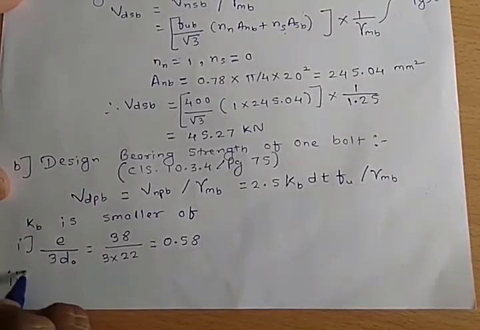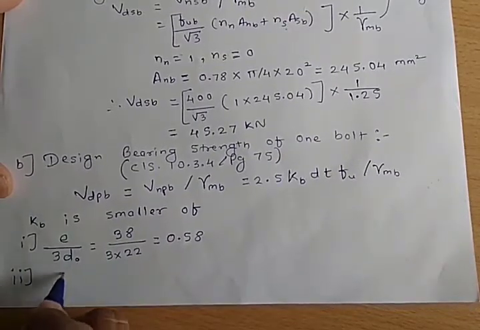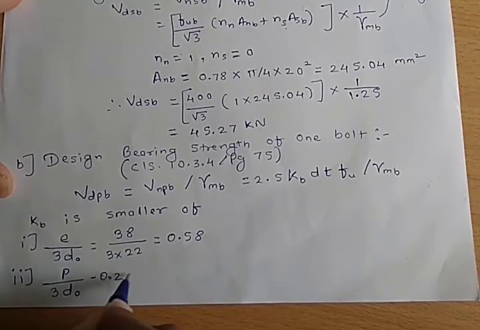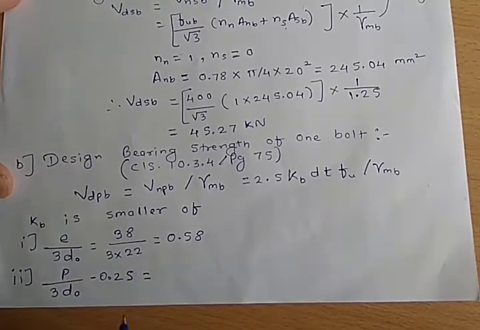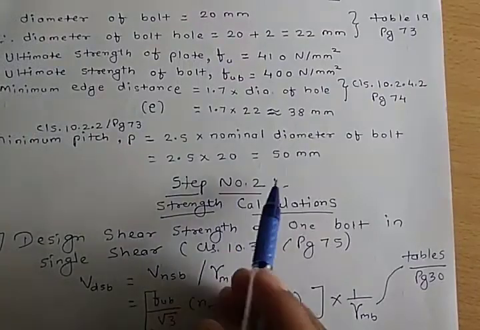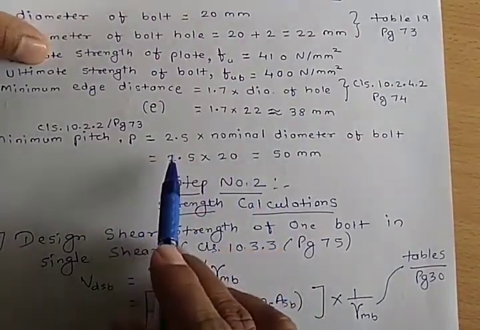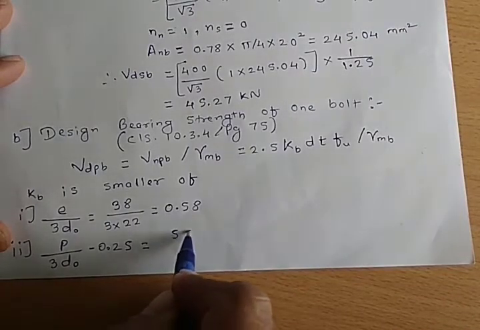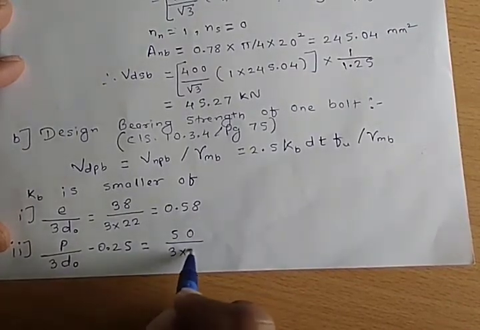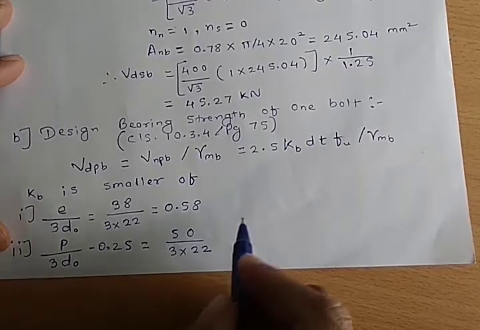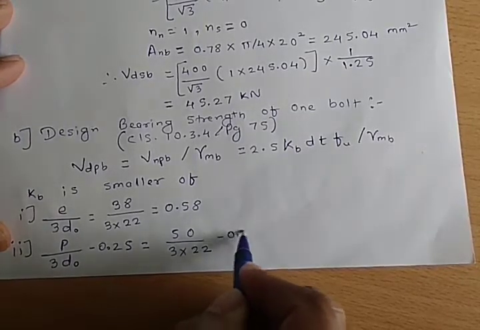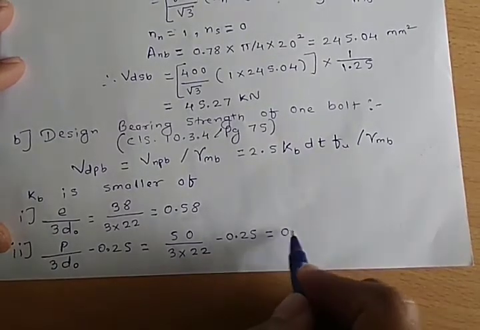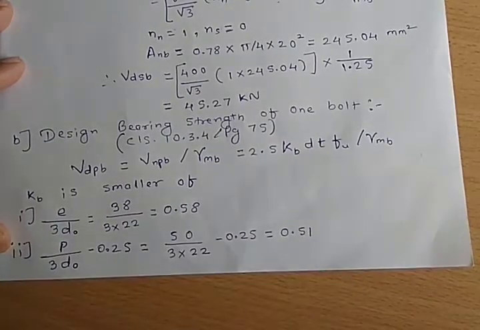Now the second parameter is p divided by 3d0 minus 0.25. p we already calculated, 50 mm. So 50 divided by 3 into 22, minus 0.25. Here we get 0.51. So that is the second parameter.